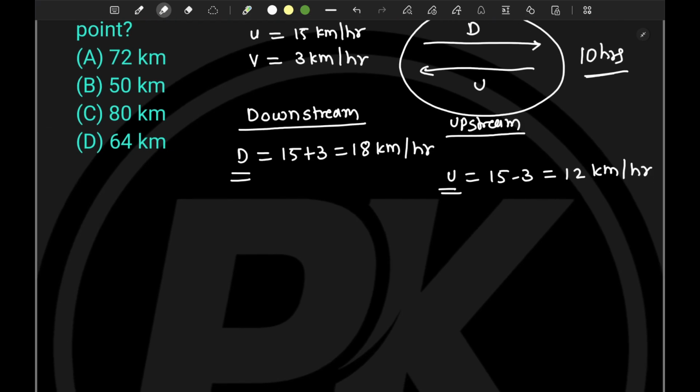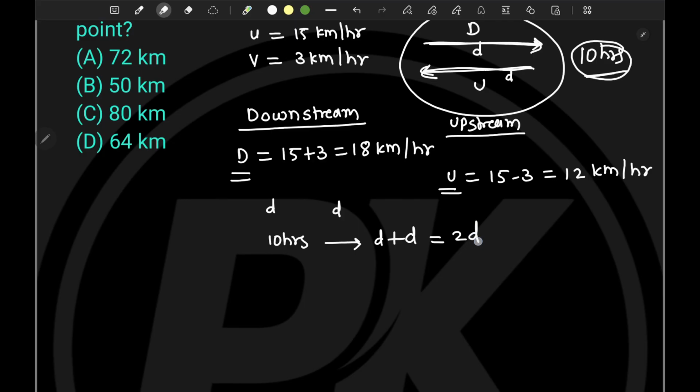Now let us consider the distance is D, right? For downstream, and for upstream the distance is the same, and hence in 10 hours the distance covered will be what? D plus D, because it is going downstream and coming back the same distance. If this distance is D, this distance is D. 10 hours is for both downstream and upstream, and hence the total distance will be 2D.